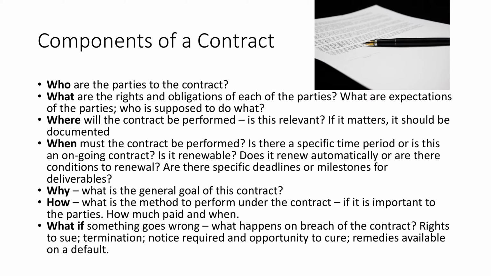And why? What is the general goal of this contract? What are the parties trying to accomplish? That's really important when you're drafting a contract, to understand what it is that's the goal of the parties behind this contract. How? What's the method to perform under the contract if it's important to the parties, and how much is paid and when? So again, when we're talking about the website, the payments would be tied to those milestones or deliverables. When you're talking about my painting example, to paint, you might have a deposit up front, but then you might have a payment when maybe the downstairs is painted, and then the final payment when the full painting job is done.